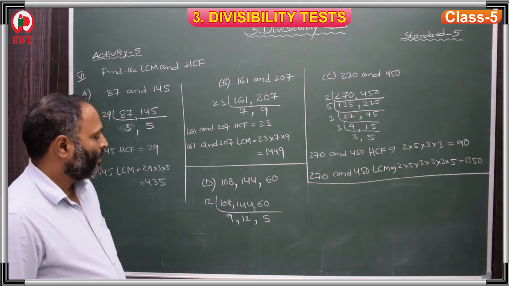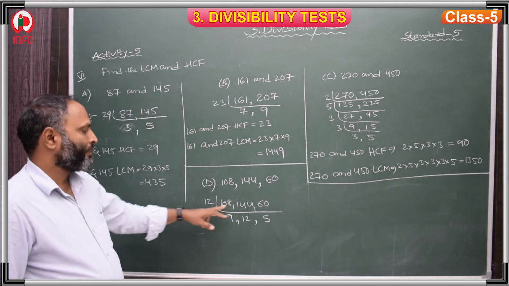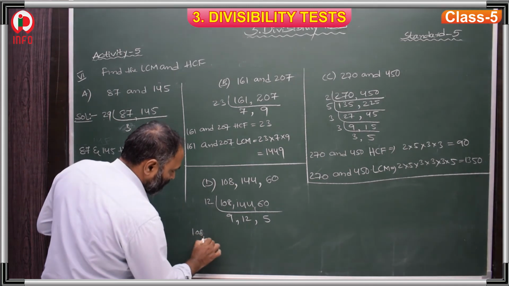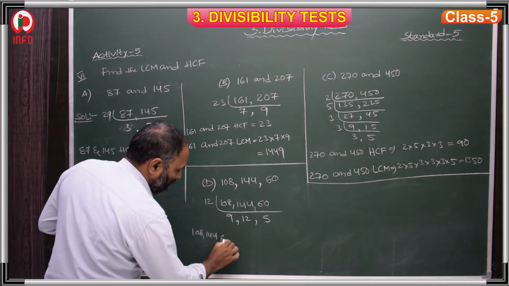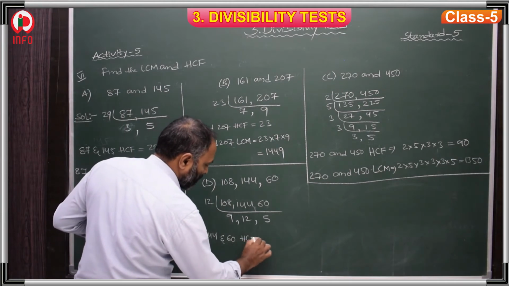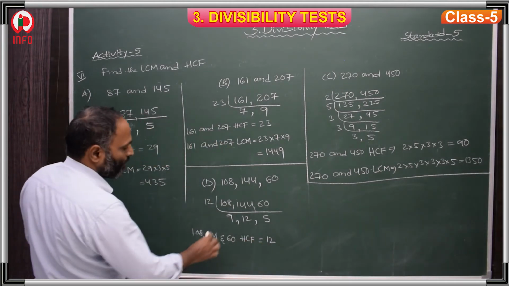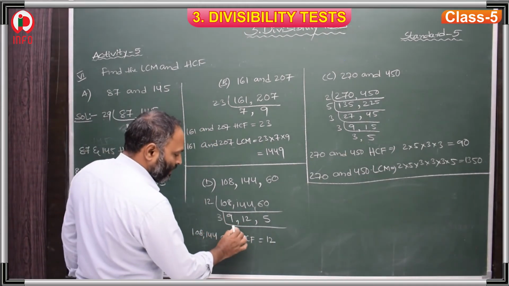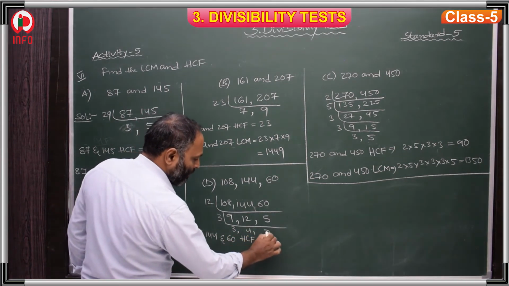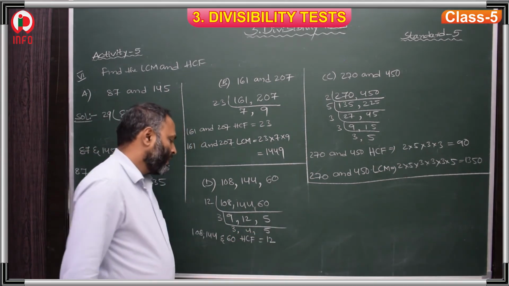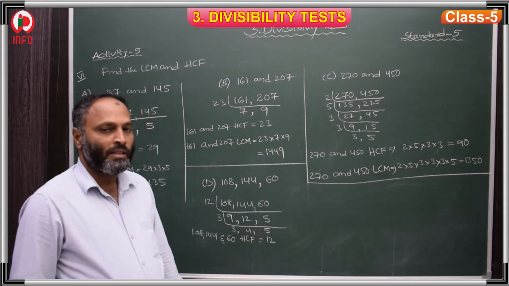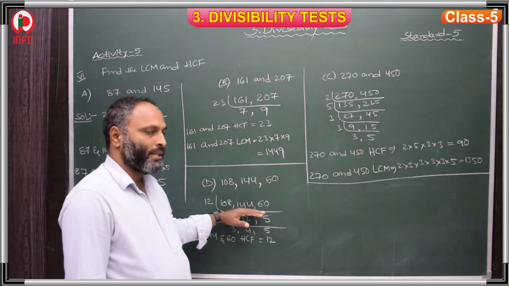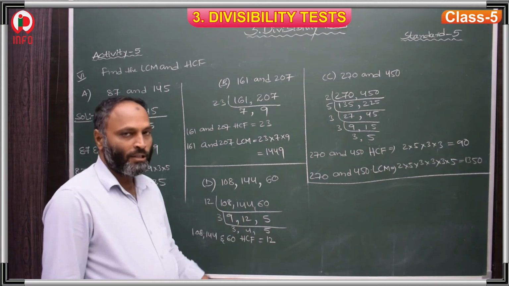These three cancel in the 12 table. So for the LCM, first we take the HCF of 108, 144 and 60. HCF is 12. Now for the LCM, again these two cancel in the 3 table. 3 threes are 9, 3 fours are 12, and the 5 stays as it is. For the HCF all three should cancel. For the LCM, if any two cancel, we also have to take it.